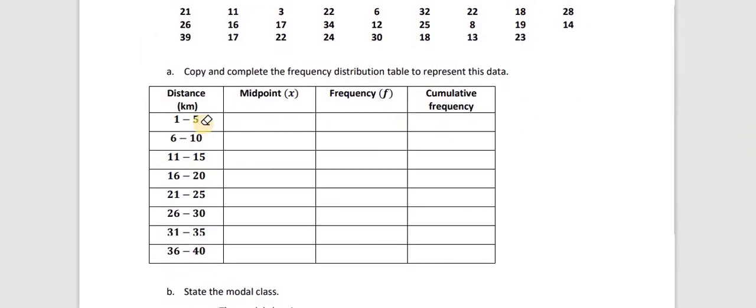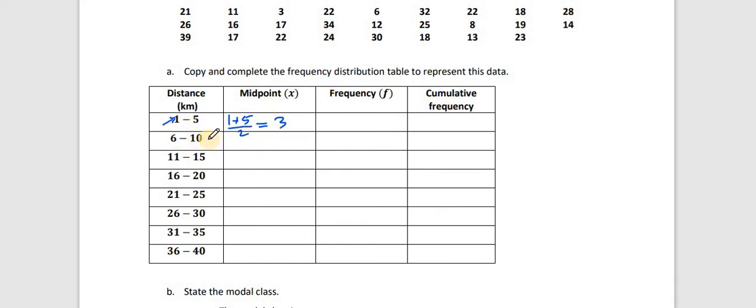So the first thing we're going to do now is complete this column quickly. To find the midpoint between any two values, we simply add the end values and divide by 2. So we add 1 plus 5, divide our answer by 2. And what do we get there? 6 over 2, which is 3, correct? So the midpoint is 3.